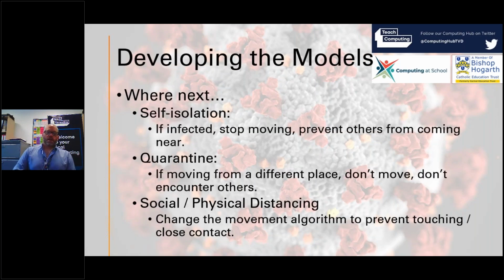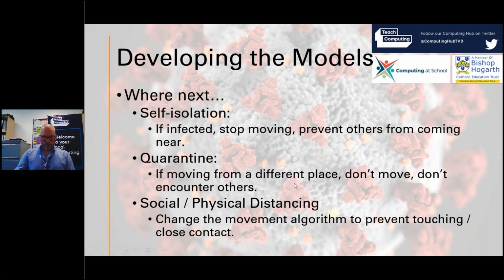Developing the models further. Now, I think it was Imperial that produced some models, some bouncing ball models in a similar way, and they went several stages further, where they demonstrated what self-isolation would be like. So if you're infected, then stop moving and prevent others from coming near. So it's possible that you could have boxes drawn around the infected sprite. So if that box gets drawn around you, then the other sprites will bounce away. It's increasing that distance between the infected sprite and something else.